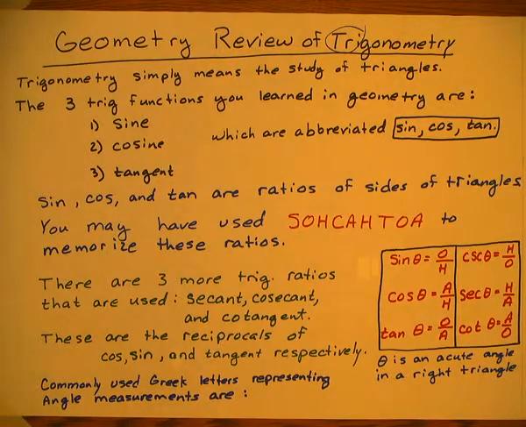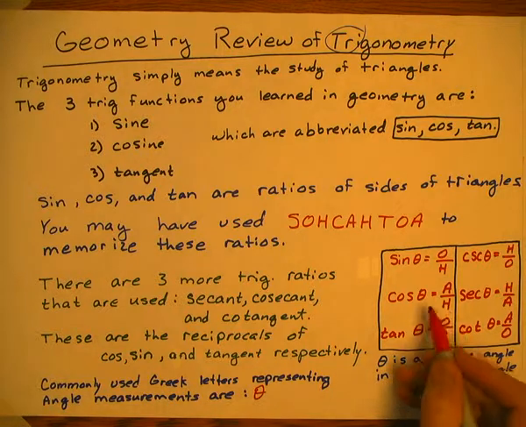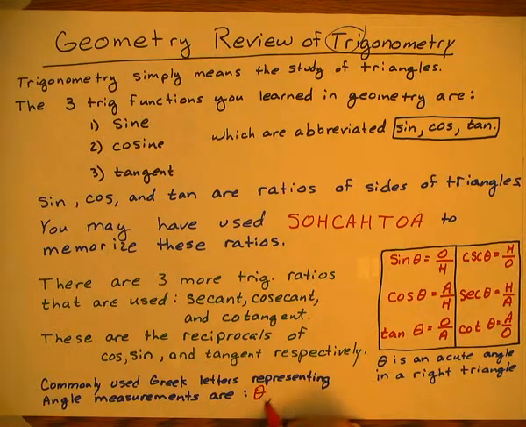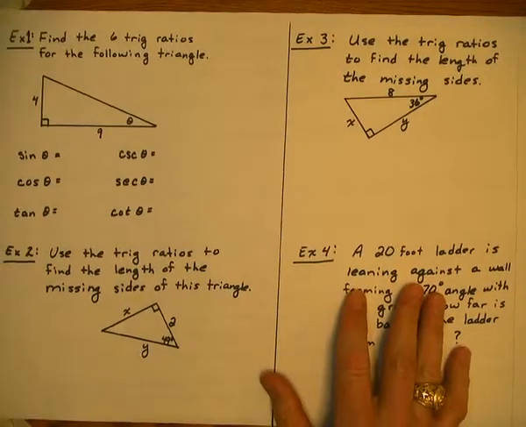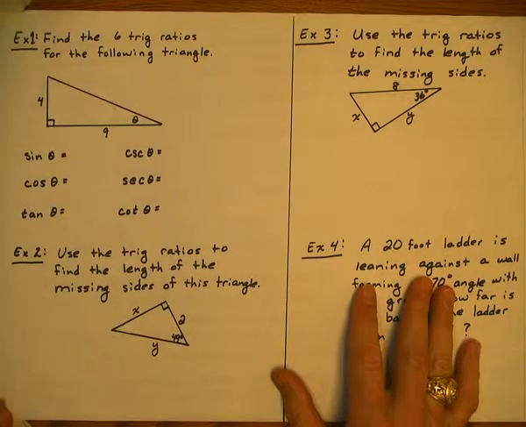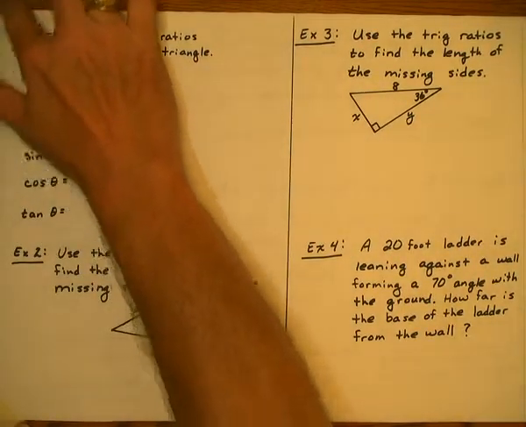Now there are some Greek letters that are commonly used to represent angle measurements in trigonometry. One of those that is used here is the Greek letter theta. Another one is beta, another one is alpha, and gamma. Those are commonly used to represent angle measurements. Alright, let's take a look at some of the problems in this section.